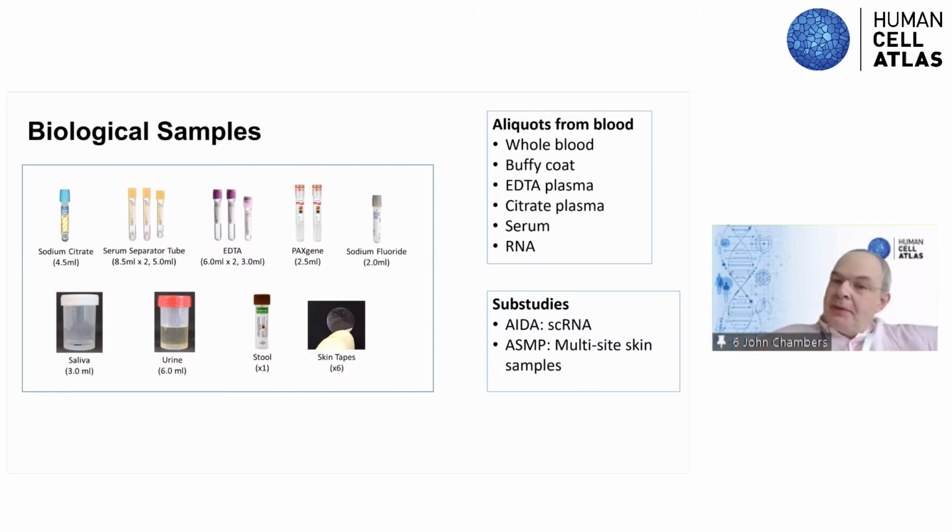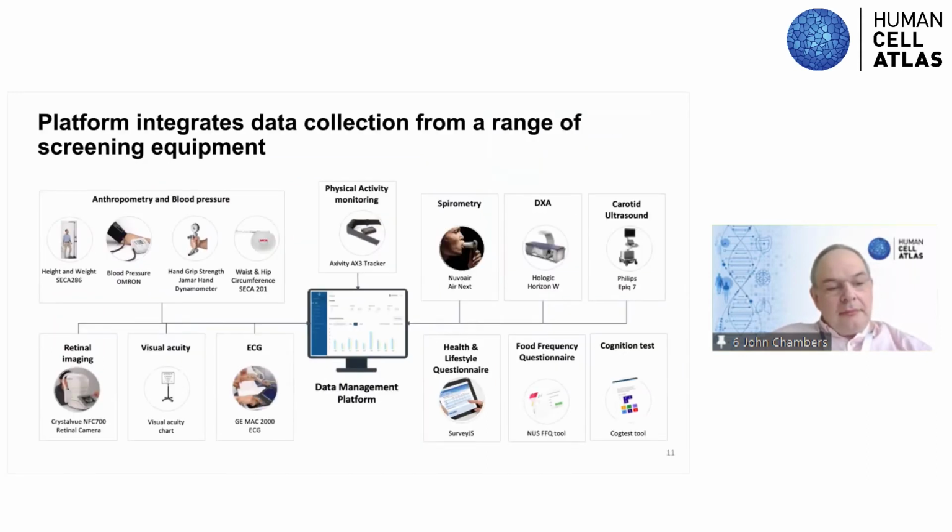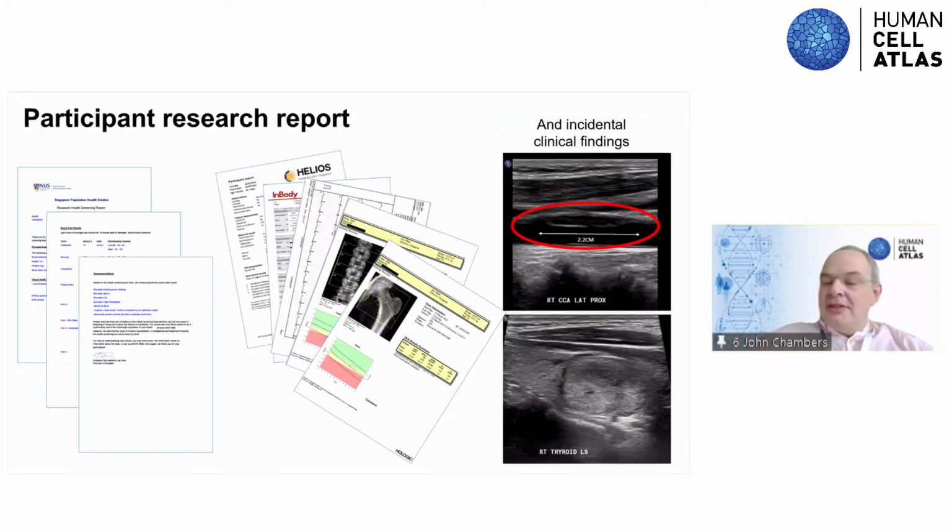Stepping it up again, this is our biological sampling strategy. We go well beyond what's being collected in any other population cohort internationally. We've got the usual blood serum, PAXgene tubes, but we've also got skin tapes, stool samples, urine and saliva for participants, allowing us deep assessments of host physiology and systems biology, as well as the interaction of host with microbiome. We've got a cloud-based, fantastic database for collecting the data in a high-quality way, with direct data capture from machines, of course.